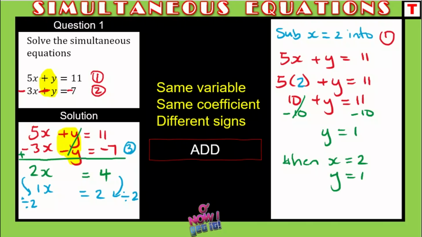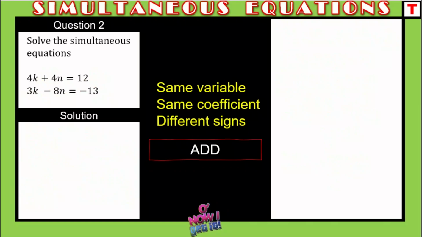Let's have a look at question number 2. Similarly, we're going to be looking for the same variable, same coefficient, and different signs. If we don't have these conditions, we are going to be creating those conditions. So let's have a look firstly at this variable and their coefficient. So we have k, same coefficient. We don't have the same coefficient here, and also the signs are not different.